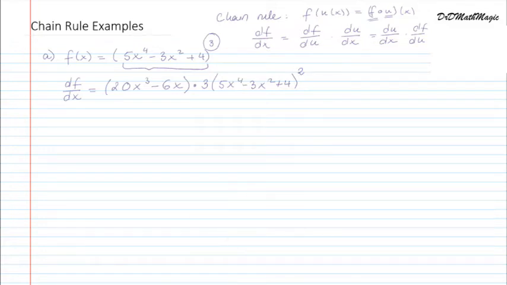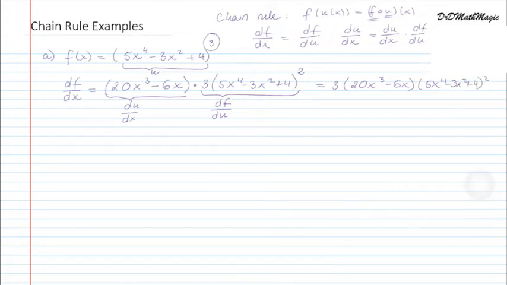That's it. So this is the derivative of u with respect to x, where this is my u. And then this is the derivative of the outer function with respect to u, in other words, with respect to this polynomial. So this turns out to be 3 times 20x cubed minus 6x times 5x to the 4th minus 3x squared plus 4 all squared.